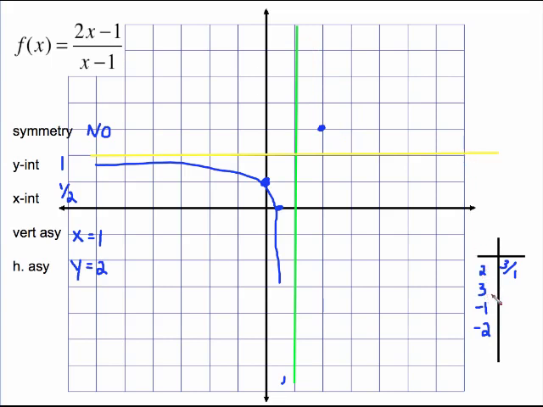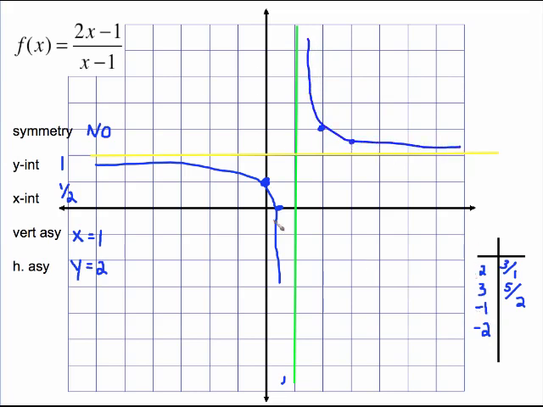We'll do some more arithmetic just to see. Put 3 in here. 2 times 3 is 6, minus 1 is 5. 3 in the bottom, 3 minus 1 is 2. So the point over 3 up 5 halves, which is the same as 2 1/2, is on my graph. So over 3 up 2 1/2, see how this is going to curve down like this. So this is going to be the other part of my curve.